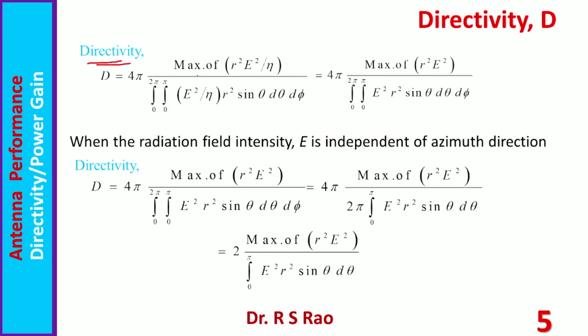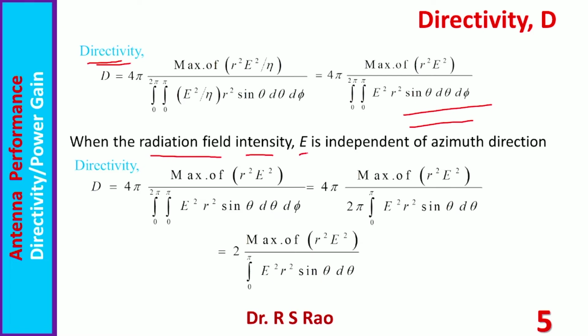Now directivity becomes D is equal to 4 pi maximum of R square E square by eta, divided by the integral 0 to 2 pi, 0 to pi of E square by eta R square sin theta d theta d phi. A little bit of cancellation happens, ultimately resulting in 4 pi into maximum of R square E square divided by the integral 0 to 2 pi, integral 0 to pi of E square R square sin theta d theta d phi.